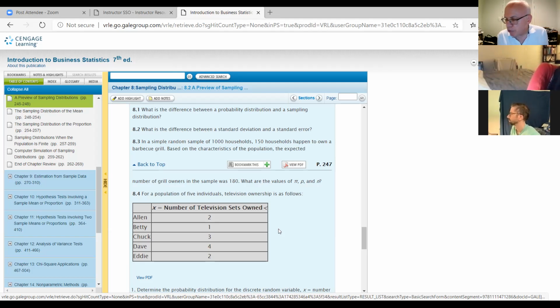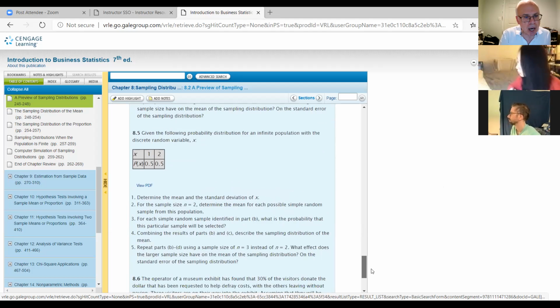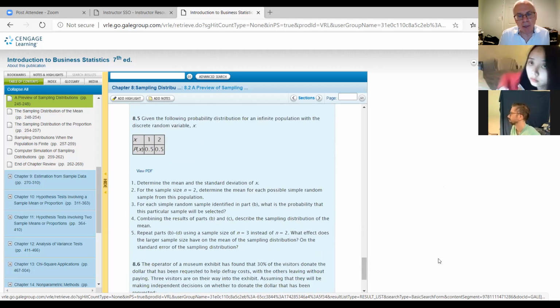All right, 8.5. Now, 8.5 actually is just an exercise in listing possible samples from a population. In this case, you could get a little confused by what you're looking at here, but it really just means there are two possible values for this random variable, 1 and 2.